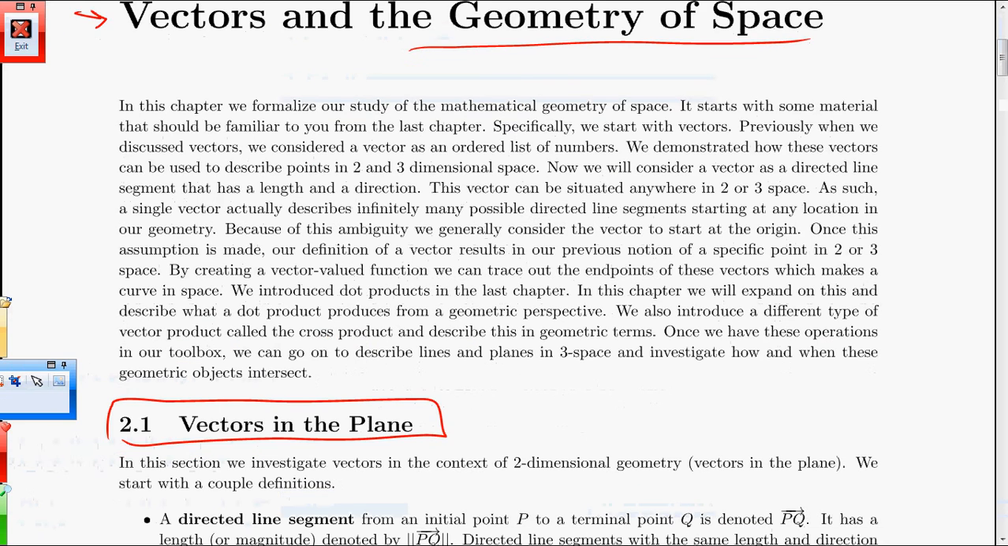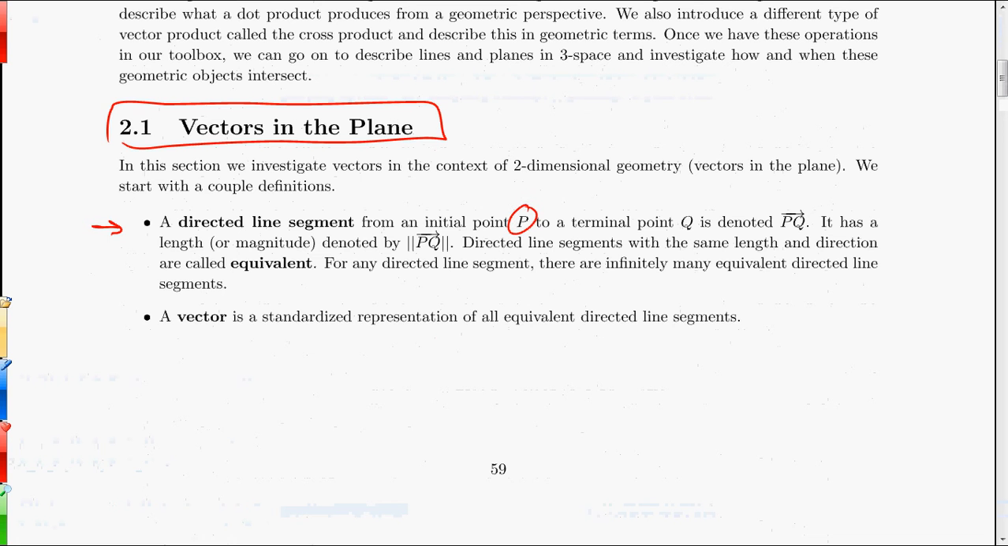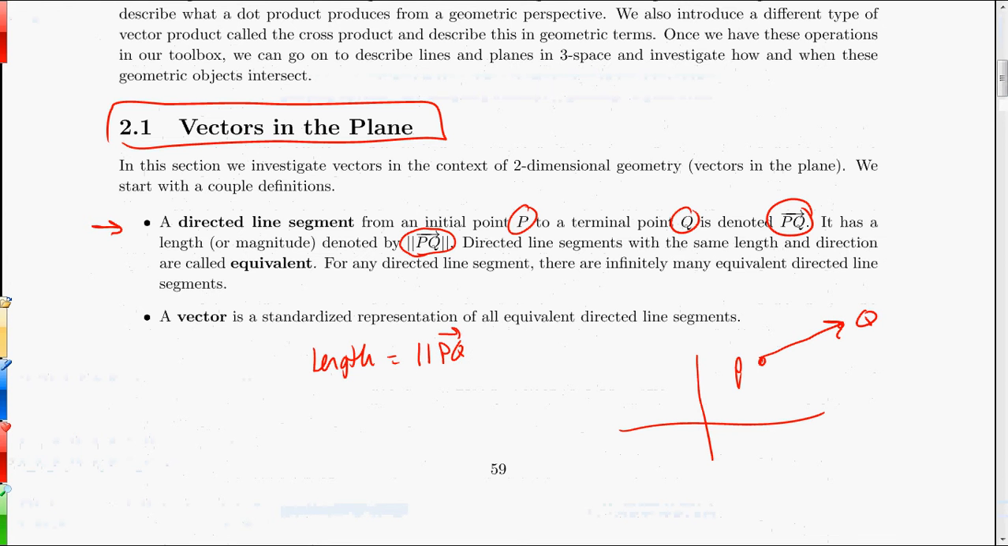There we go. Okay, so vectors in the plane. So we start off with a directed line segment, right? A directed line segment has an initial point and a terminal point, and it's denoted PQ. So what I mean by that is if I have a point P here and a point Q here, that is a directed line segment. It has a length, right, denoted by these double absolute value signs. So the length is just double absolute value signs PQ, right?